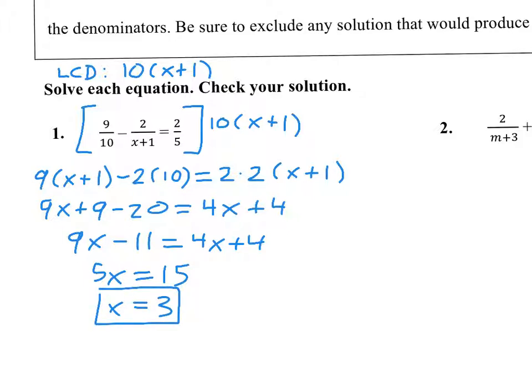Okay, so we also have to check our answer. We're not worried about denominators that don't have a variable, because those obviously don't equal 0. So over here, if I plug in 3, 3 plus 1 is 4, which is not 0. So as long as the denominator doesn't equal 0, then your solution works.